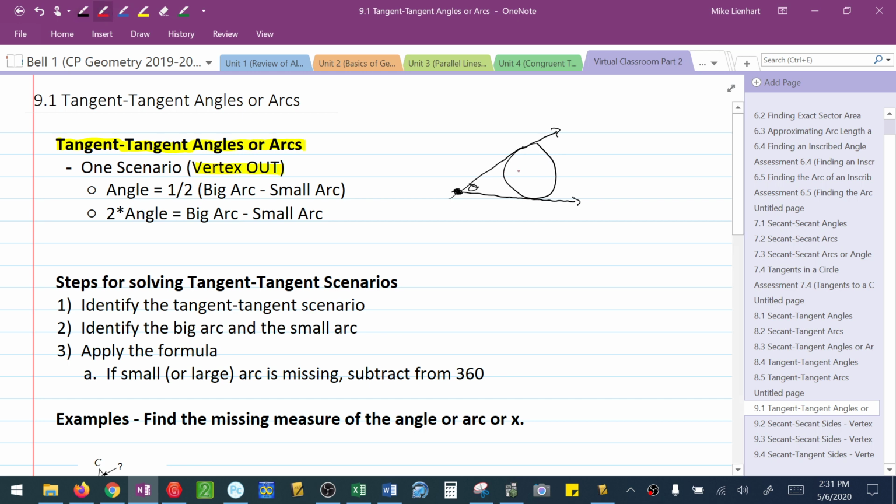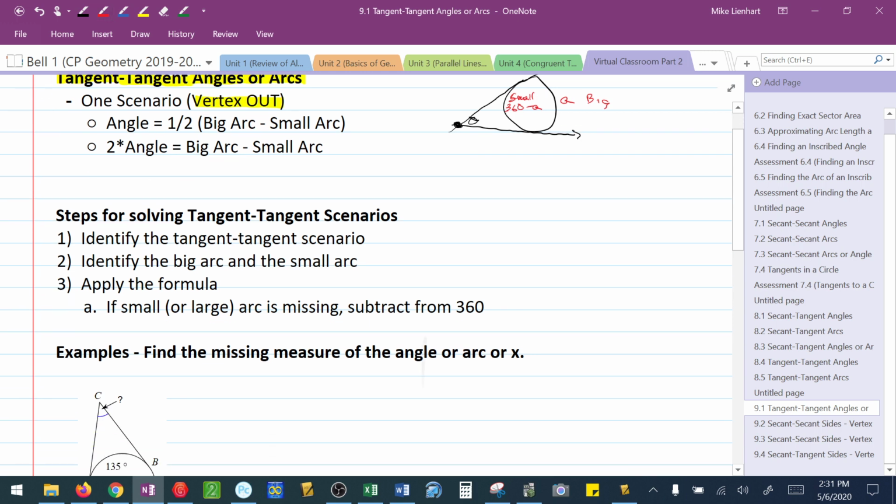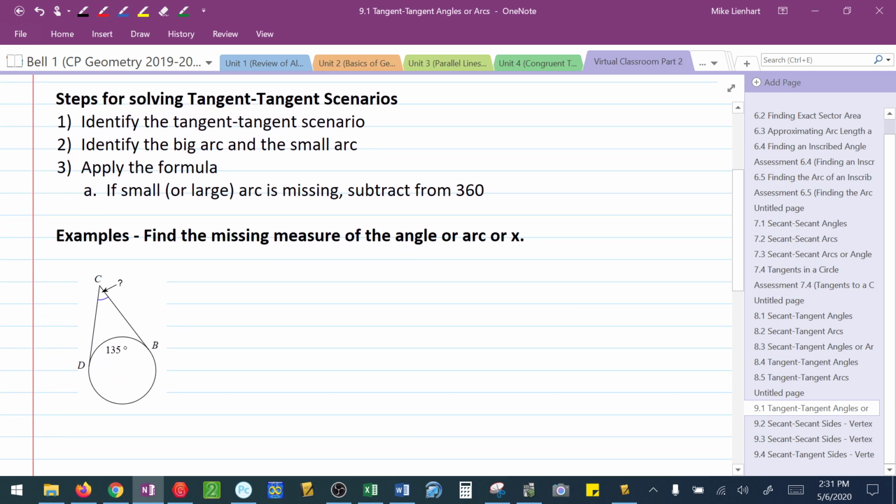Now I'm going to call this side A. If that side is A, then the other side is going to be 360 minus A, or the other arc, I should say. Now, it can go backwards and forwards, and this is what we're going to be looking at. We're going to refer to this as big arc, and this one right here as little or small.